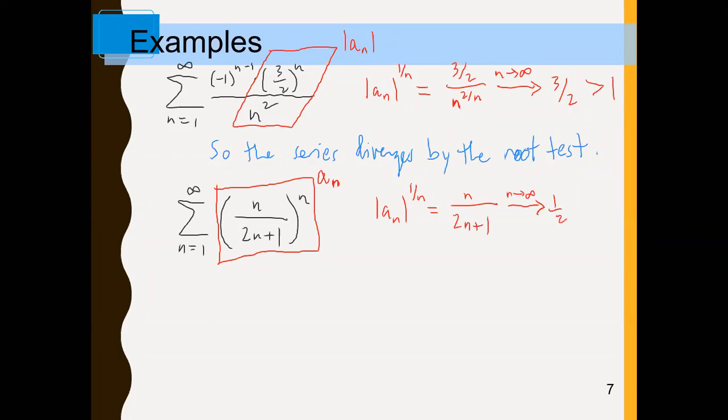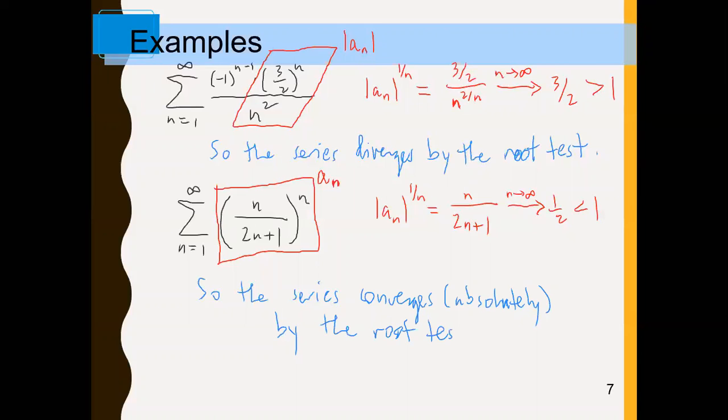Right, this goes to 1/2, which is less than 1. So what's the conclusion? The series converges. Actually, this is sort of stupid, but I'm going to put it parenthetically here. Why is that not really all that exciting in this case? Because there aren't any negative terms, for crying out loud. All the terms were positive to begin with. So the series converges absolutely by the root test. I almost said ratio, but then I changed.